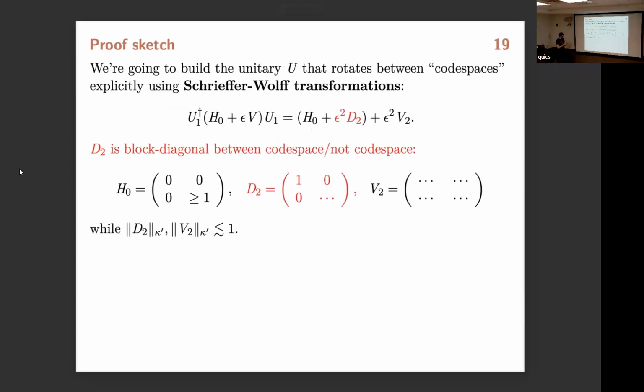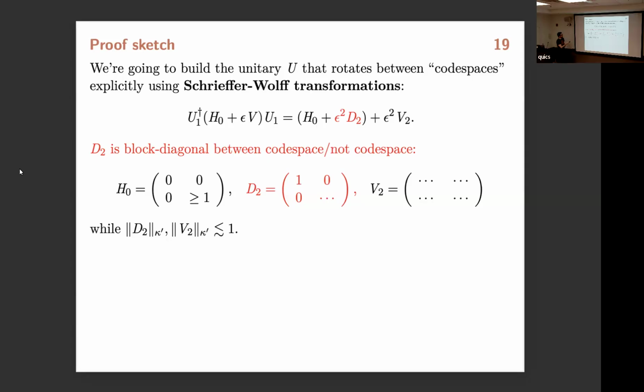Okay. So now with those assumptions, basically we're just going to explicitly construct the unitary that rotates us from the old to the new ground state subspace. So we start with this H naught plus epsilon V, and so the goal is basically to build a sort of quasi-local U1 that undoes the perturbation at first order.